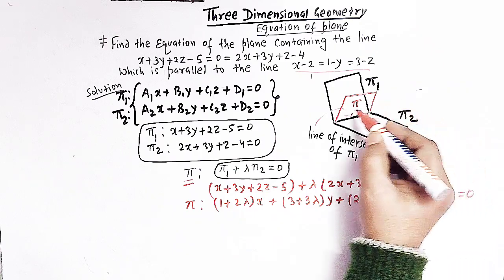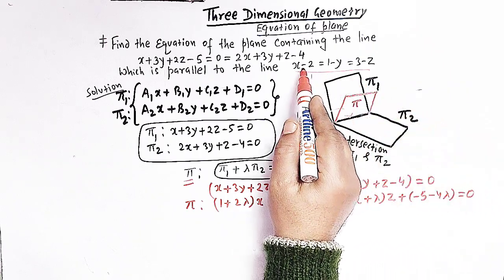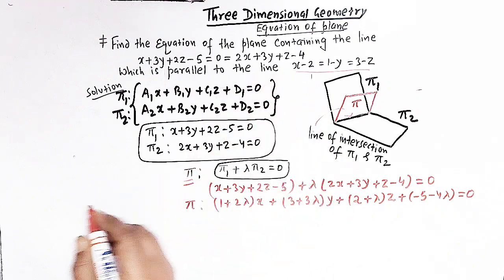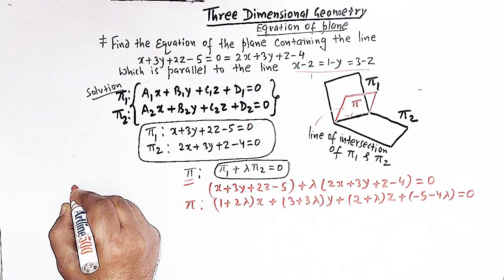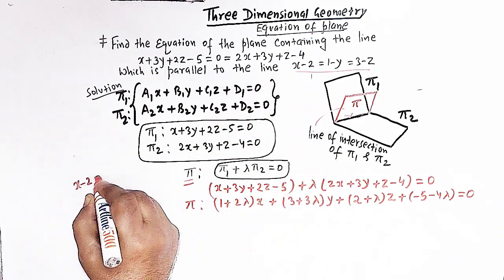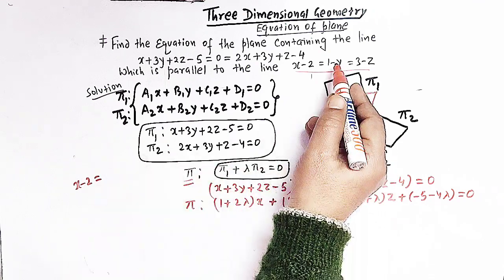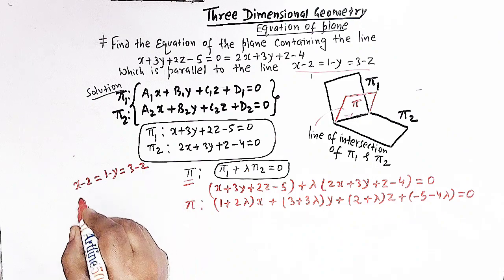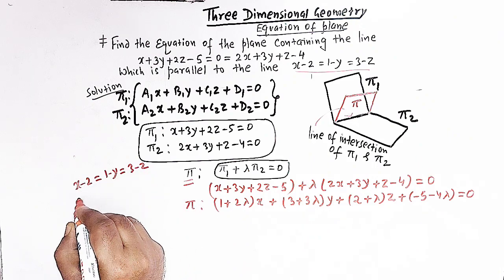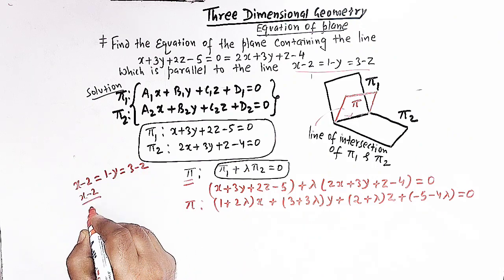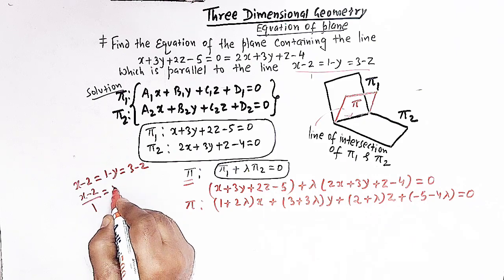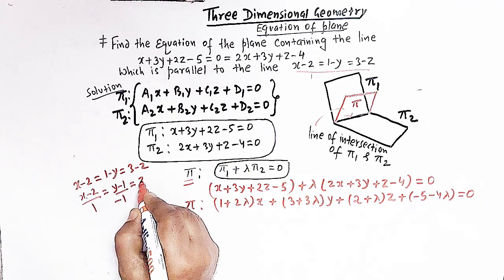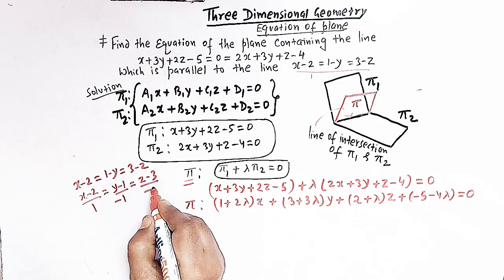So here we can write the equation of this line in symmetrical form, that is x minus 2 is equal to 1 minus y, and here we have 3 minus z. So let us slightly modify this equation. So we have x minus 2 over 1, and here we can write y minus 1 over minus 1, and here we have z minus 3 over minus 1.